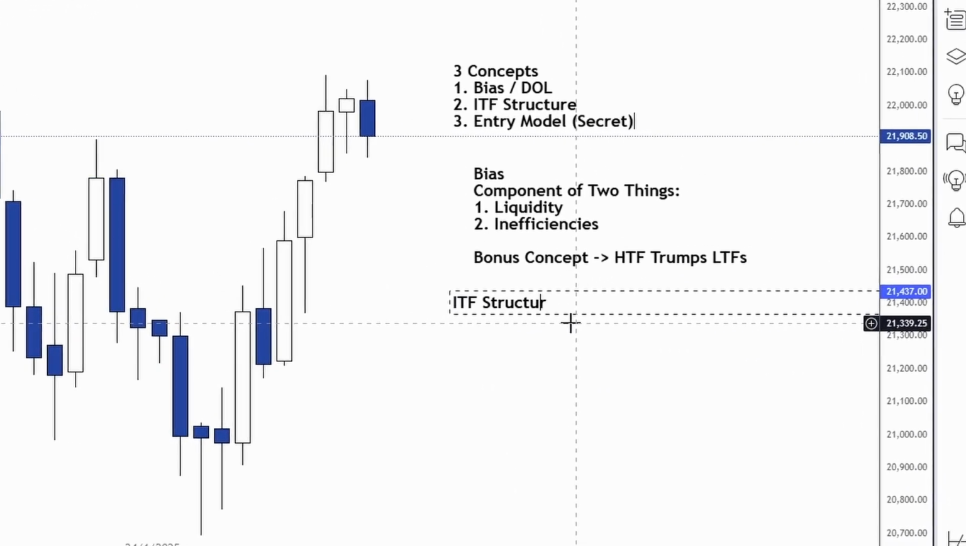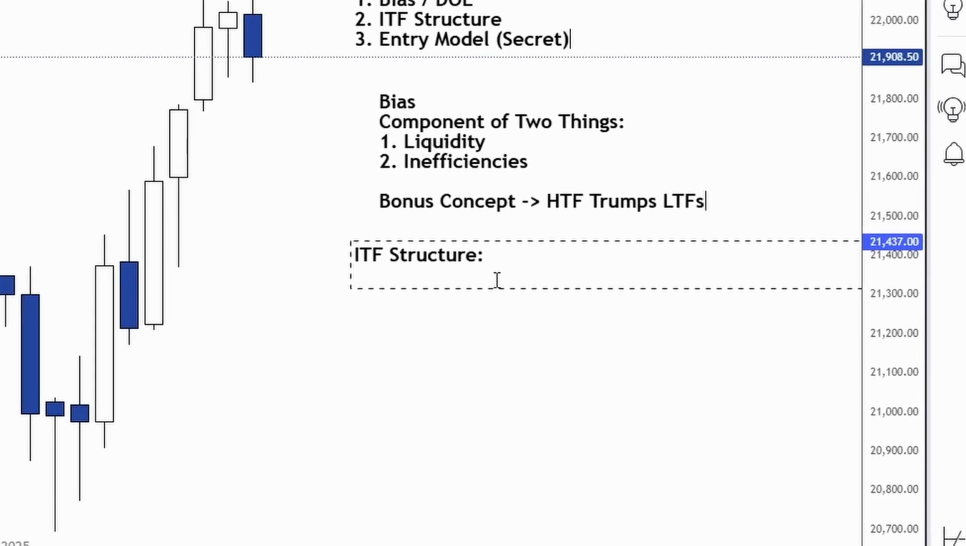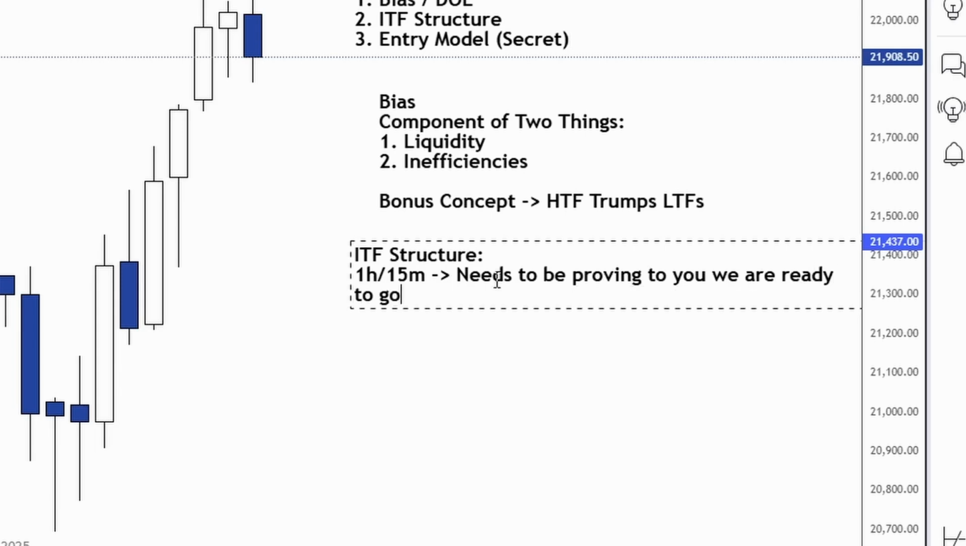Intermediate structure, right? 1 hour, 15 minute, needs to be proving to you we are ready to go in the direction of bias through market structure.